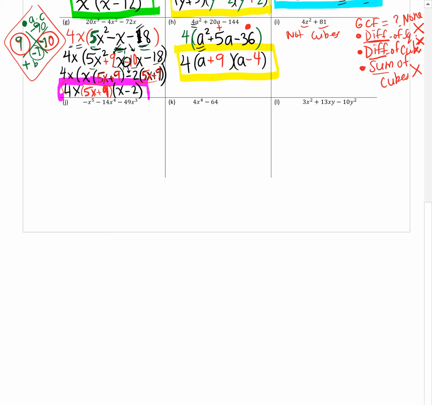So it's more like we were given the sum of squares, because 4z squared is something squared, 81 is something squared, and we've discussed before that the sum of squares cannot be factored. It's only the difference of squares that can be factored. So you'd have to have a minus sign in between in order for this to not be prime. So this must be a prime polynomial.